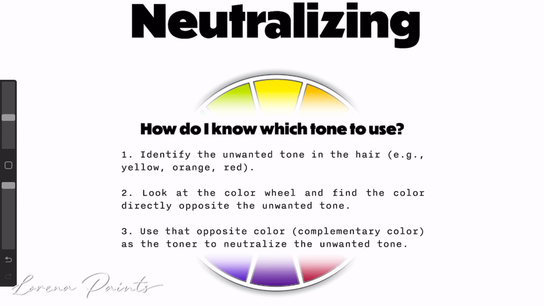A lot of the times, especially when you're just starting out with learning hair color, you ask yourself, how do I know which tone to use? 1. Identify the unwanted tone in the hair. 2. Look at the color wheel and find the color directly opposite the unwanted tone. 3. Use that opposite color as the toner to neutralize the unwanted tone.